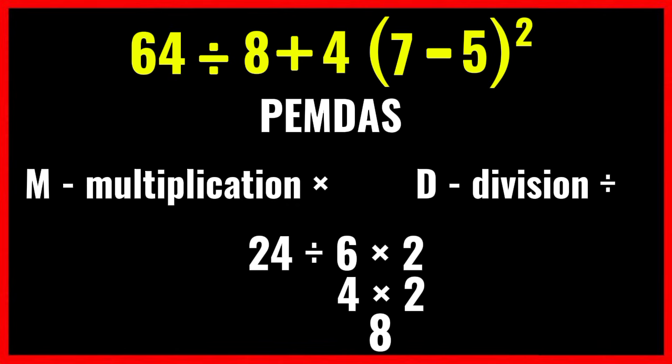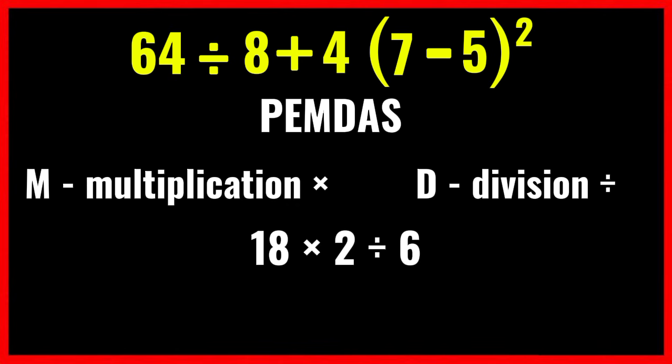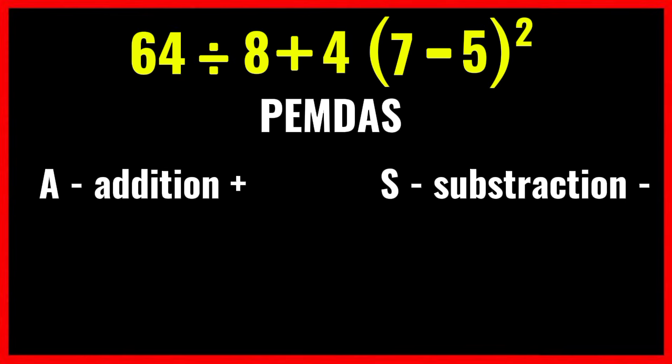Let's look at another example. 18 multiplied by 2 divided by 6. Again, work from left to right. 18 multiplied by 2 equals 36. 36 divided by 6 equals 6. Simple. Now let's talk about A for addition and S for subtraction.